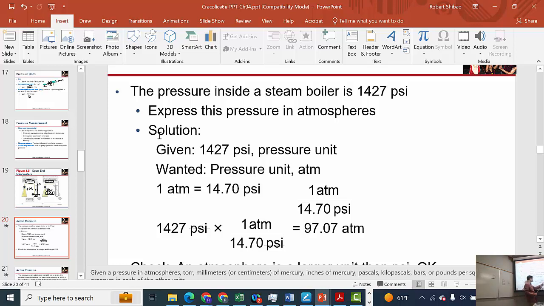So the reason I suspect this is only 4 sig figs is they put one of the zeros, because an exact number has an infinite number of zeros after it. And so this is 4 sig figs, this is 4 sig figs. Our answer is allowed up to 4 sig figs. So 1427 psi is about 97.07 atmospheres to 4 sig figs.